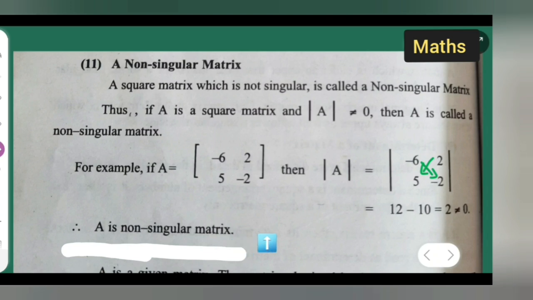When it comes to the singular matrix, what happens? For a singular matrix, the determinant of A will be equal to 0. But for a non-singular matrix, the determinant of A will be not equal to 0. This is the example showing that the determinant of A is not equal to 0. Okay, so I hope you have understood the concept of a non-singular matrix.